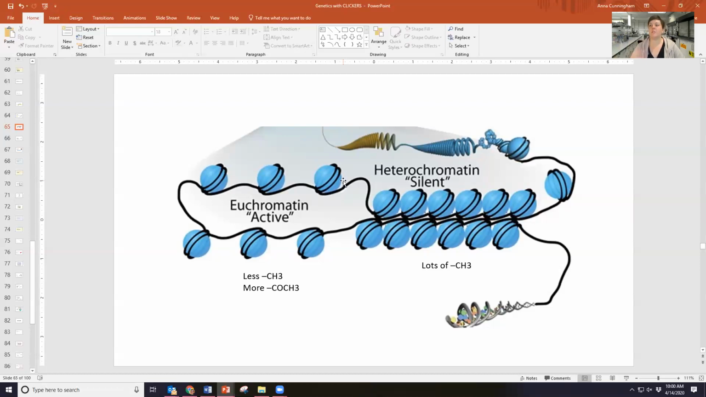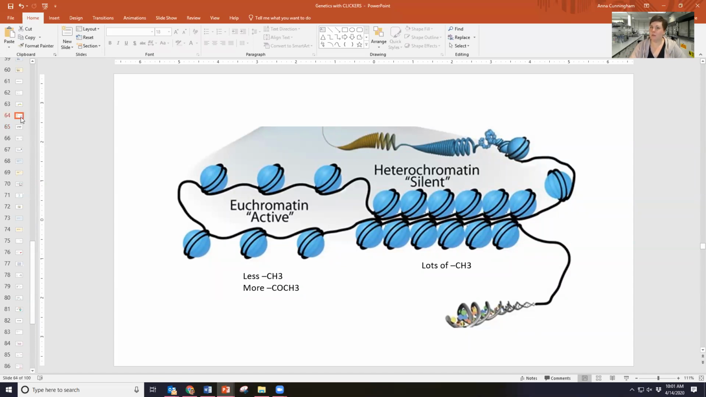So that's the difference between transcriptionally active DNA, or euchromatin, and heterochromatin: euchromatin is active and can be made into proteins. Our enzymes can access those DNA strands, whereas heterochromatin is silenced, because our important enzymes can't access that DNA, and that's just a lot of methyl groups. All right. Hopefully that makes sense.